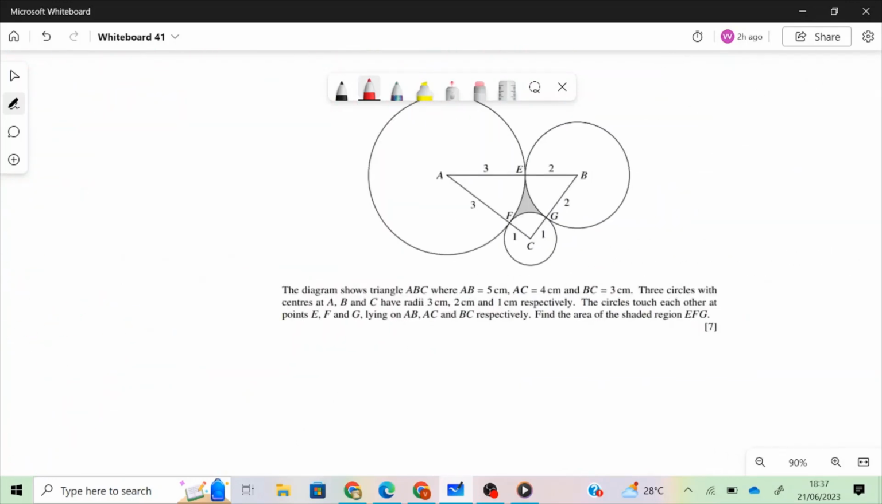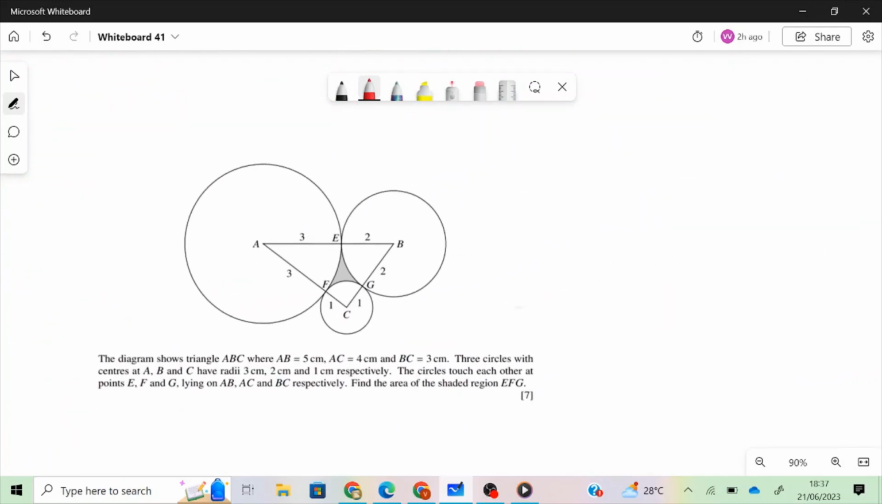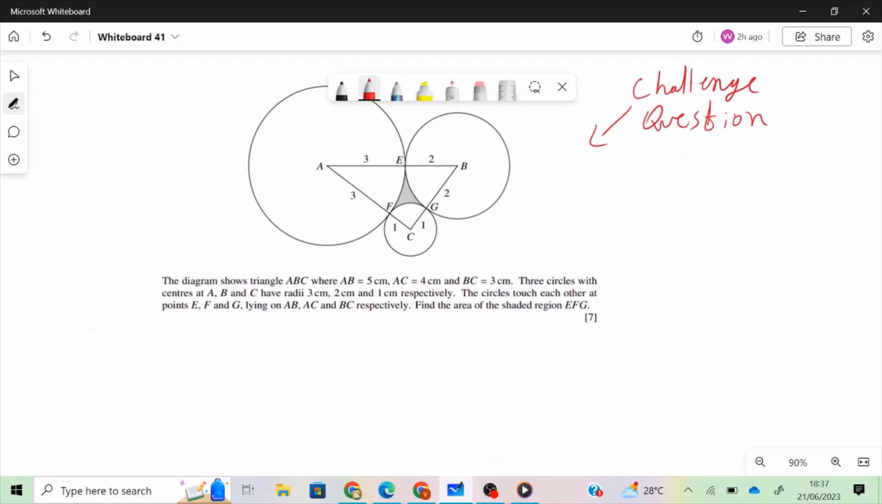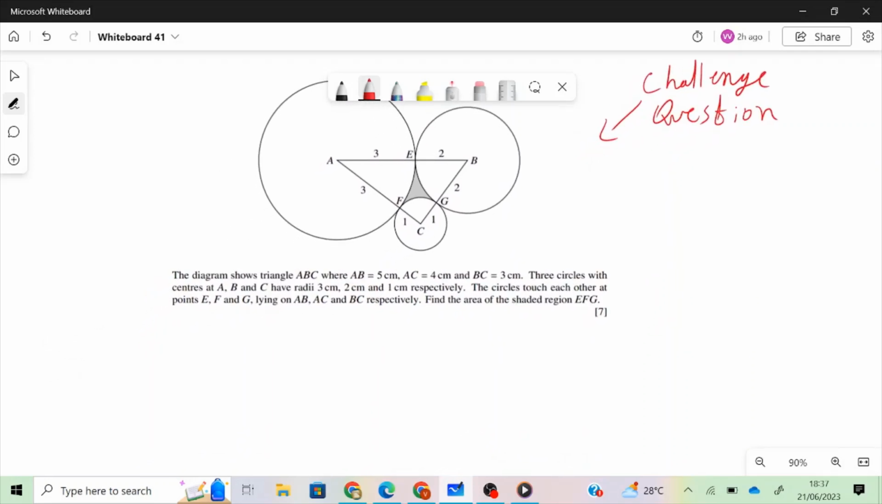On to the final example for this video, and this is a challenge question. So do pause the video and have a go at this by yourself, and then resume the video to see if you're correct or incorrect. If you are incorrect, please take note of the mistake. Wow, 7 marks, so it's going to take some working out.